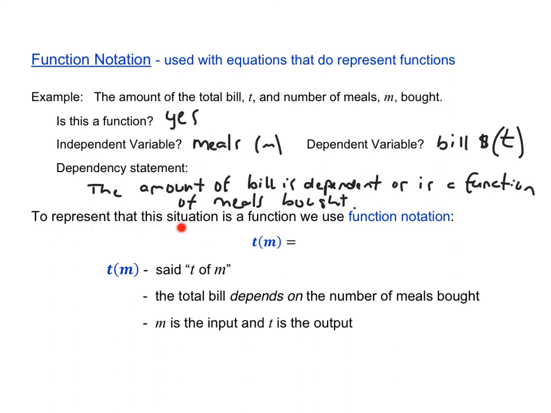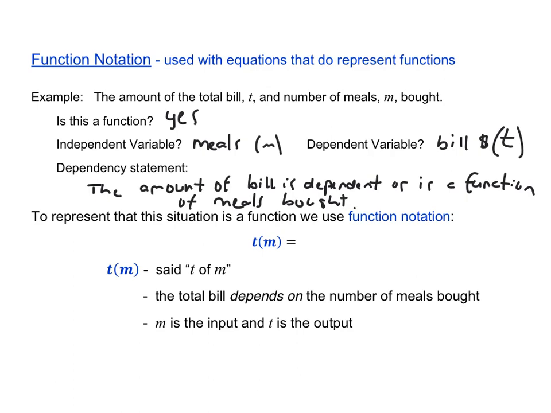Alright, so to represent the situation as a function, we use what we call function notation. This is function notation. T of M is how this is said. So the total bill is a function of the meals bought. It depends on the meals bought. The M is your input and the T is your output. So the number of meals is your input and the total bill is your output. And we will use function notation to solve equations or functions and to write functions.